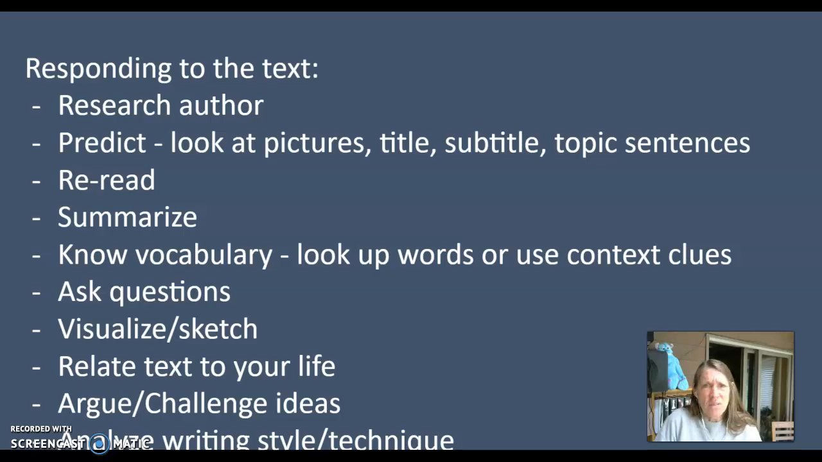What kind of background does this person have? Do they have personal experience? What kind of education do they have? What is the education in? So critique the author a little bit. Challenge them. Analyze their writing style or their technique. What audience are they speaking to? What choices are they making in their writing? How are they going about it? And make note of that.